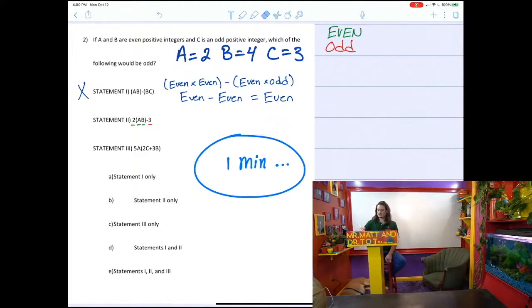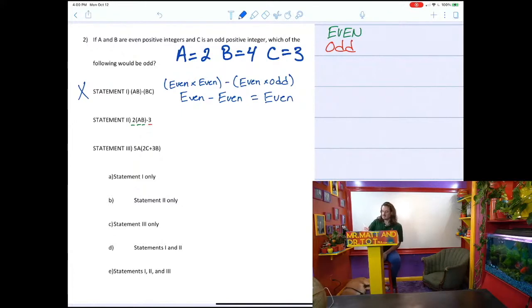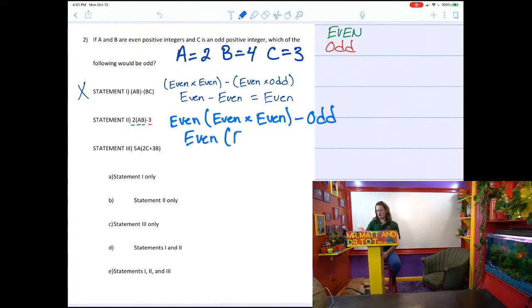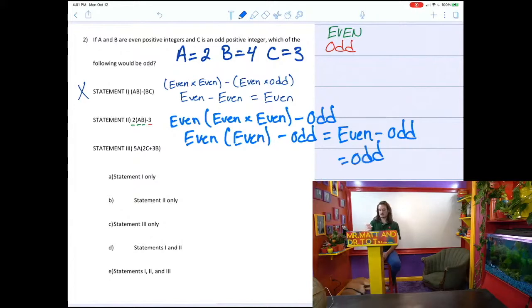Okay, so if we look at statement number 2, statement 2 we can describe as an even times A, which is an even, times another even, quantity minus an odd. So inside the parentheses, an even times an even would result in an even. So that's going to be even times an even, minus an odd. An even times an even, again, is an even, but an even minus an odd is going to result in an odd value. So statement 2 will result in an odd number.